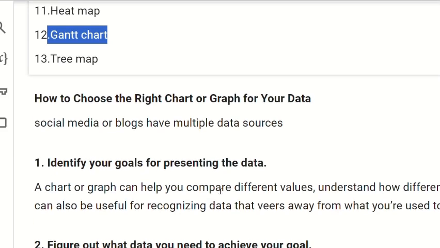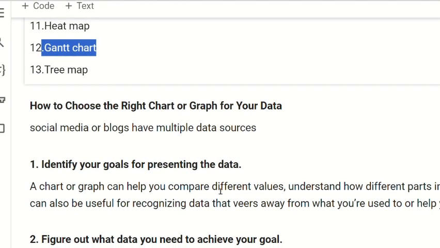Okay, I understand this. And then next, how to choose the right chart or graph for our data. We have multiple data like traffic data, social media data, Instagram data, Facebook data, everything. We have different data sources.